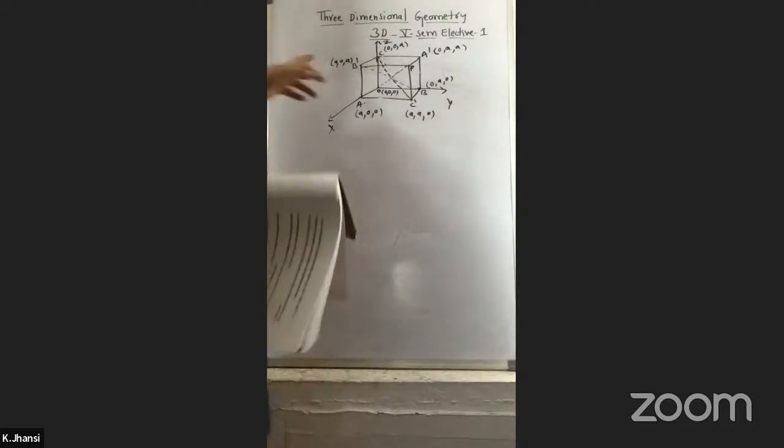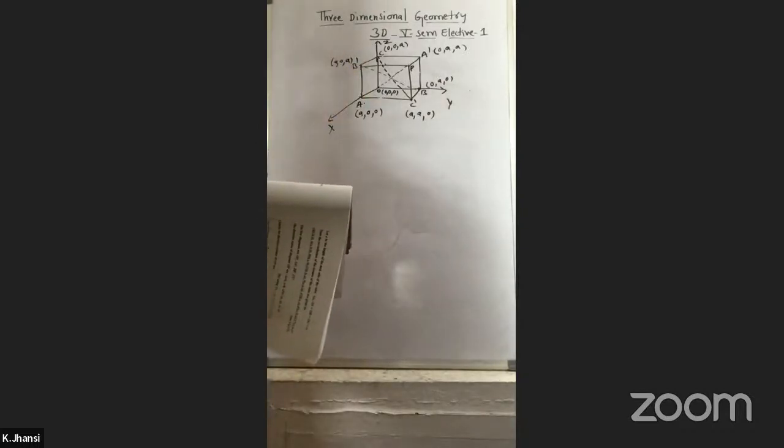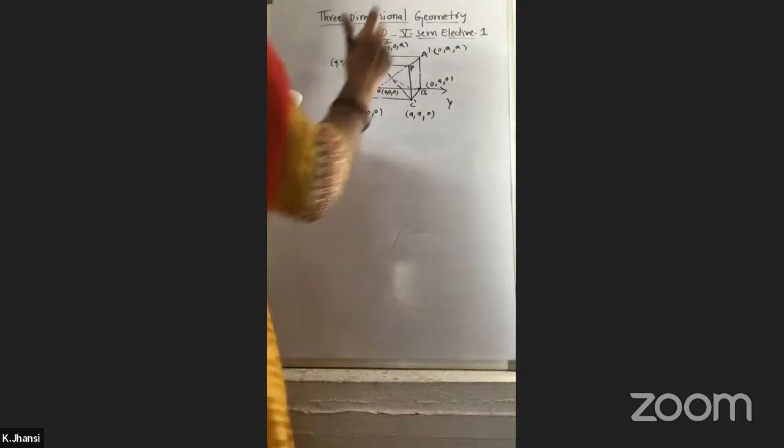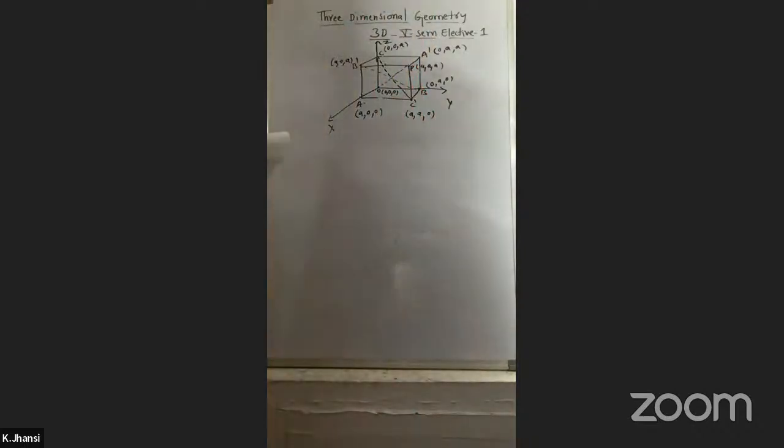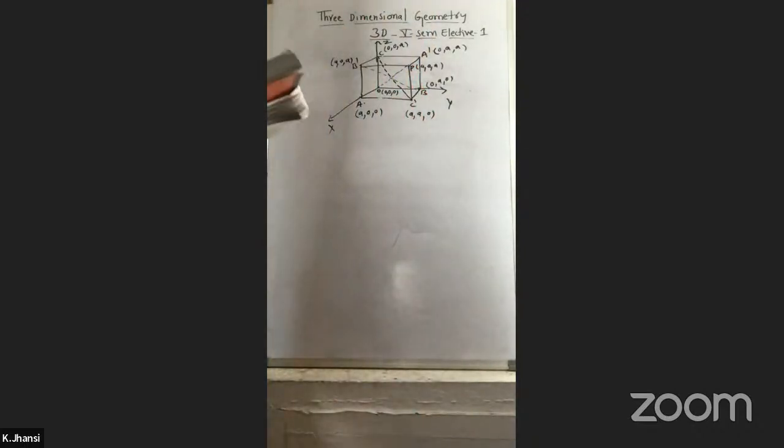And here it will be a, 0, a. Then a, 0, a. All values we got. Now we need P. P is a, a, a. These are all the points for the cube we have.